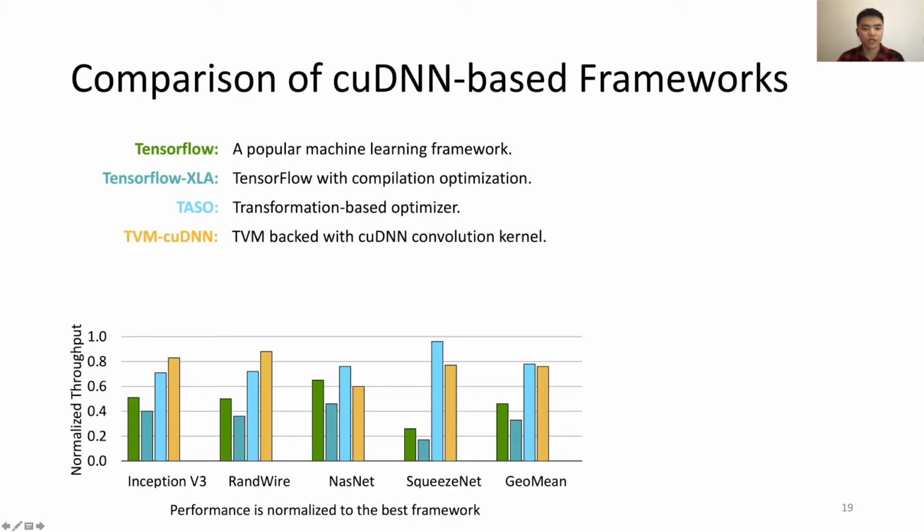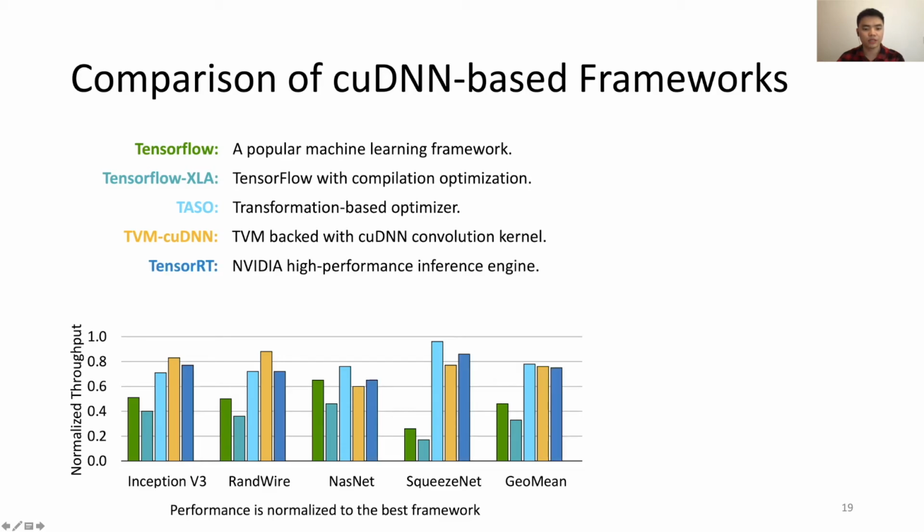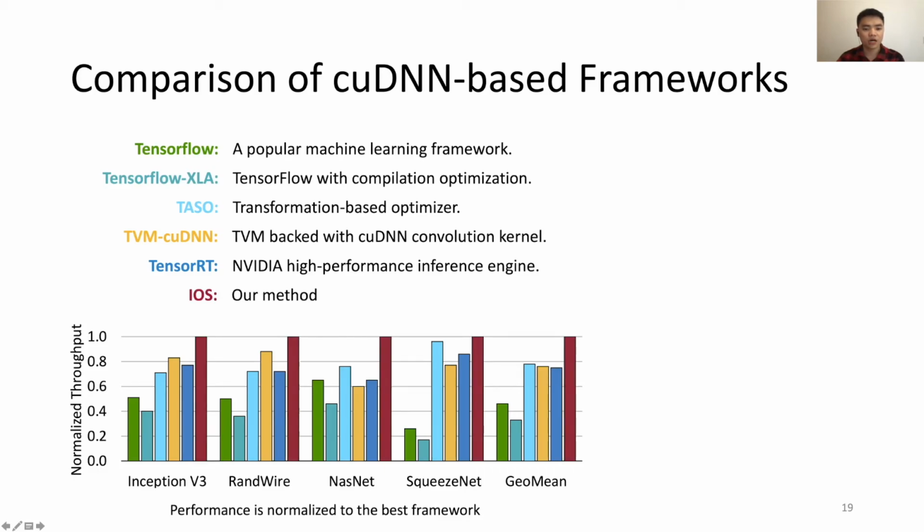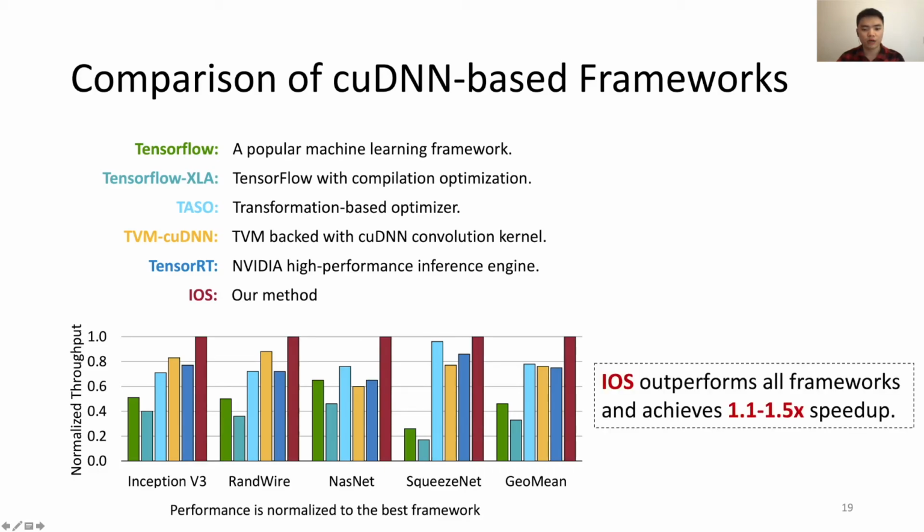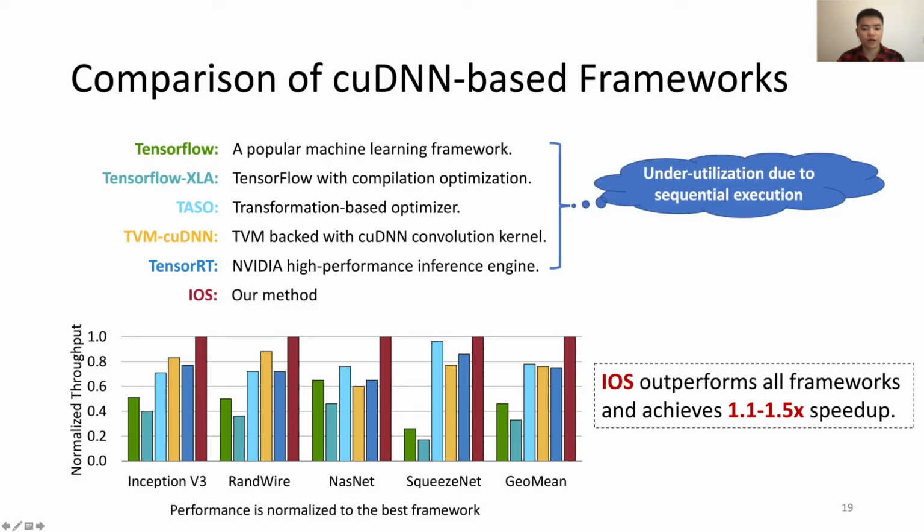TVM is a state-of-the-art deep learning compilation stack. TVM cuDNN is TVM backed with cuDNN-provided kernels. TensorRT is NVIDIA-provided high-performance inference engine. IOS outperforms all cuDNN-based frameworks on all benchmarks and achieves 1.1 to 1.5 times speedup. This is because all baselines suffer from underutilization problem due to sequential execution.